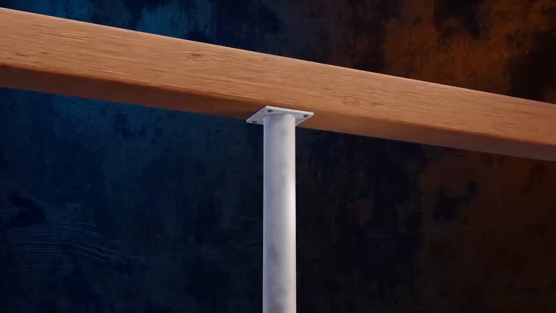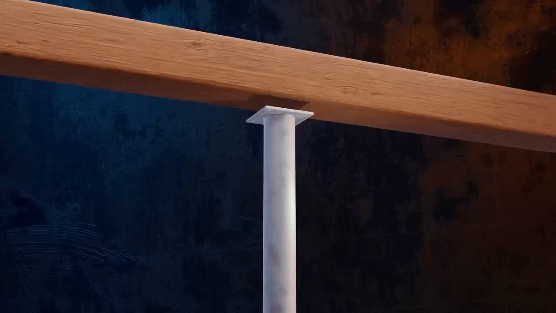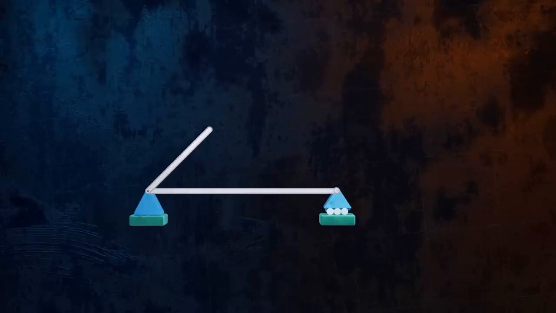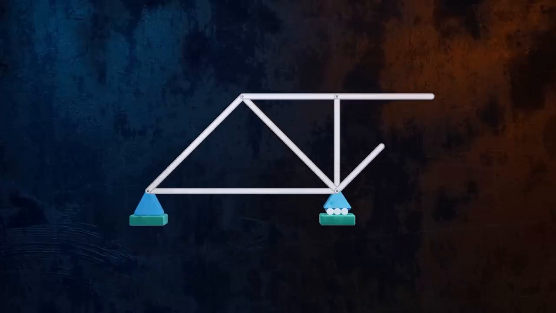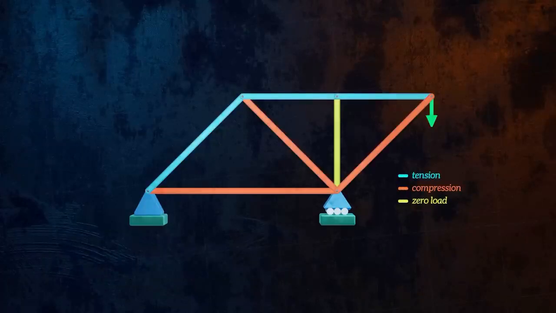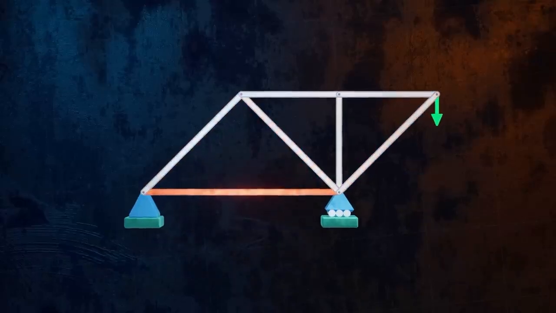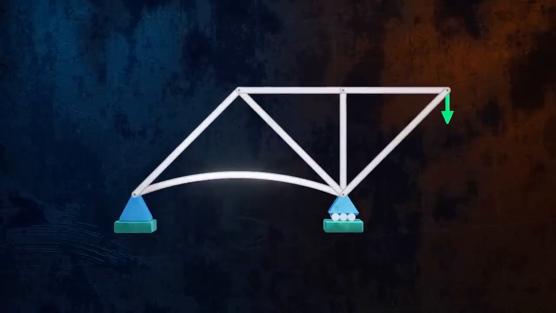Even without knowing anything about Euler's formula, it's intuitively quite obvious that slender columns are at much greater risk of buckling than stocky ones. It's why you would never design a truss structure with long compressive members like this. This member is under compression, and since it's so long and thin, it's at risk of buckling.